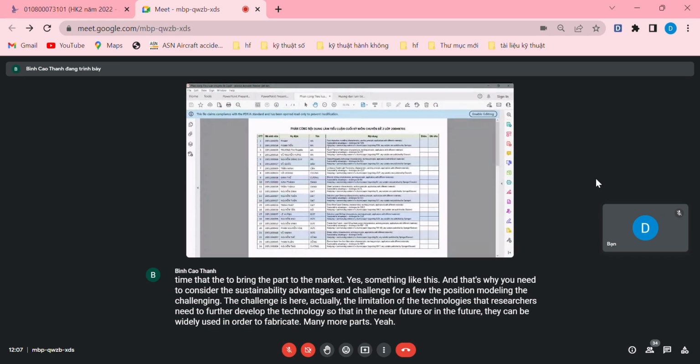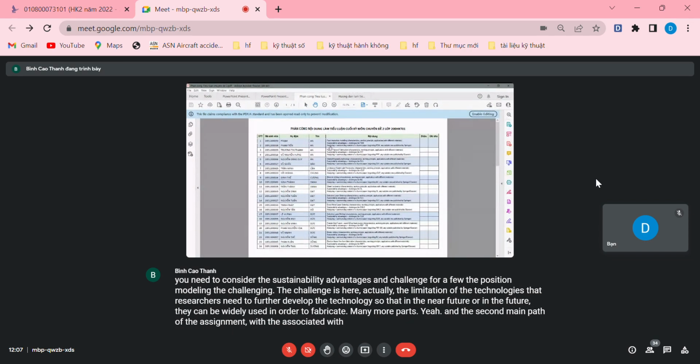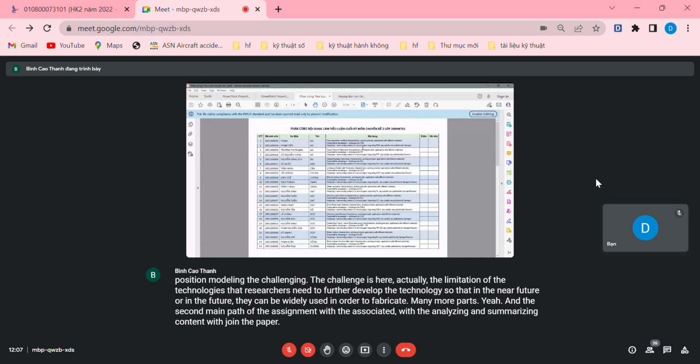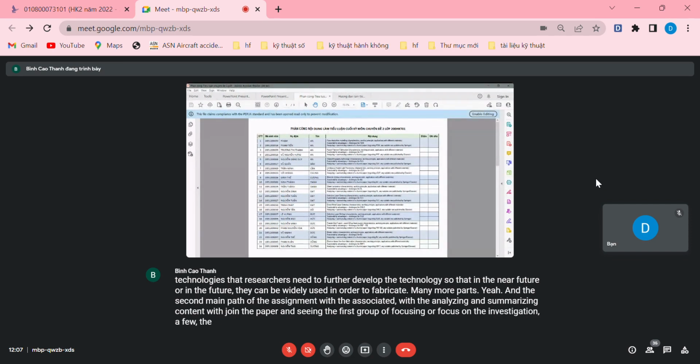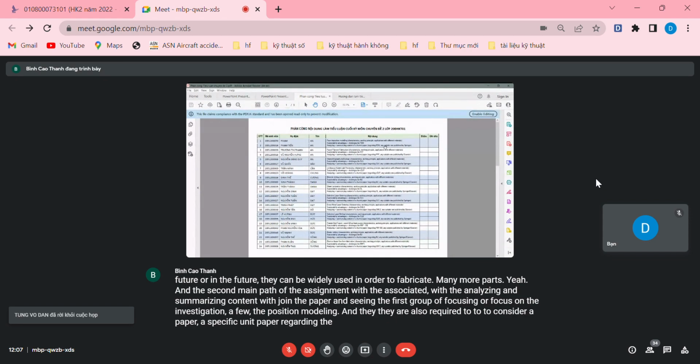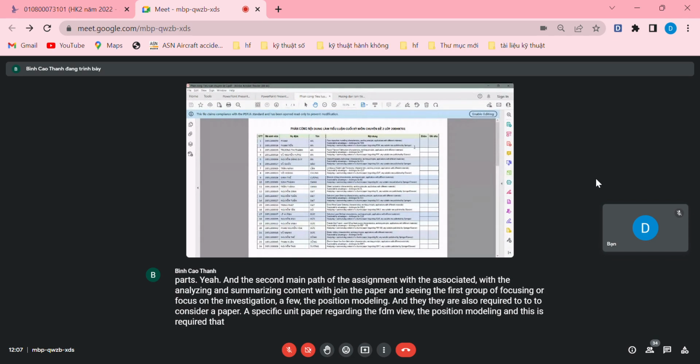And the second main part of the assignment will be associated with analyzing and summarizing the content of a journal paper. Since the first group focuses on the investigation of fused deposition modeling, they are also required to consider a specific journal paper regarding FDM, and they must select a paper published by Springer.